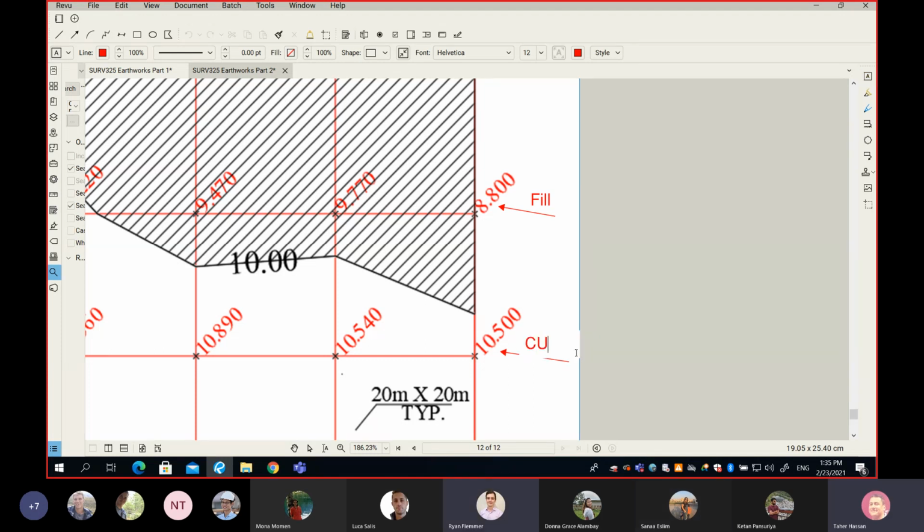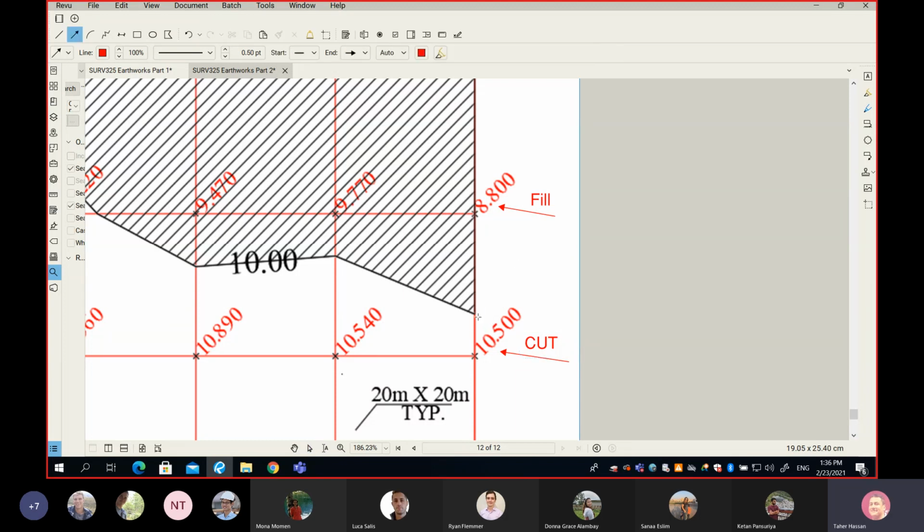Cut. Now, here is the final answer. Is there any point along this line where we have no cut, no fill? And where? Yes, where the black line intersects. Remember, the black line is your final answer. Remember that you will be given this without the black line. I want you to tell me where. I guess the answer is here.